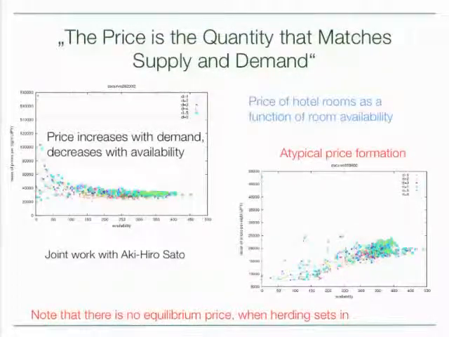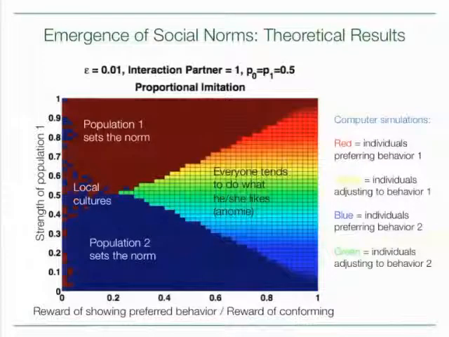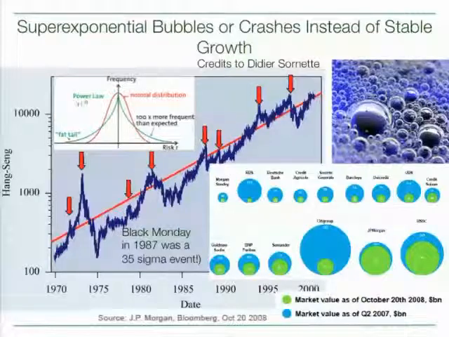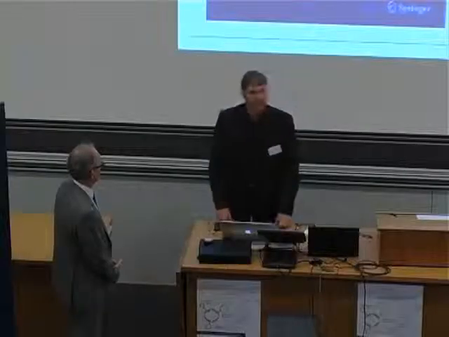And there are other things I could mention, like price formation, coordination, considering network structures and transaction costs, social norms, and also the relevance of innovation. And certainly that cannot be summarized in 30 minutes, but if you're interested to learn more, then there are 2 books, and actually I put samples outside.